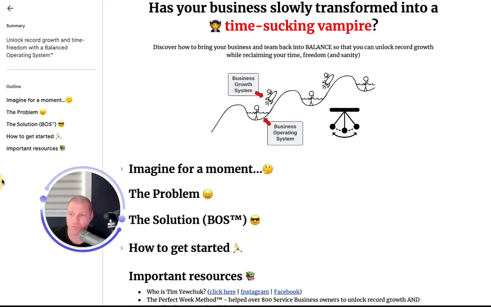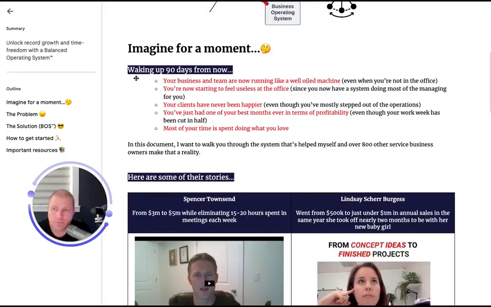So here's the rough agenda that we're going to be walking through. We're going to talk about future state, what life can look like when you have a balanced operating system in your business. We're going to define the problem, the current state problem at the root level. We're going to get into the solution, what it looks like, what in the heck a balanced operating system is. I'm going to give you some examples. And then we're going to talk about how to get started if it makes sense for you and if you're wanting to install something like this into your business.